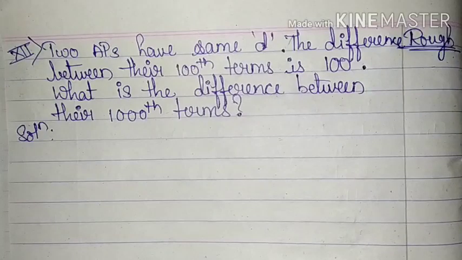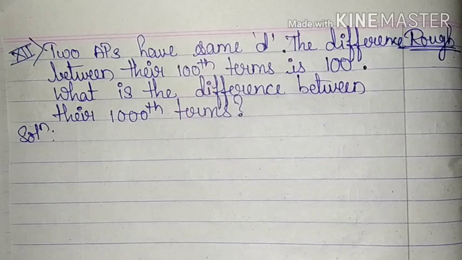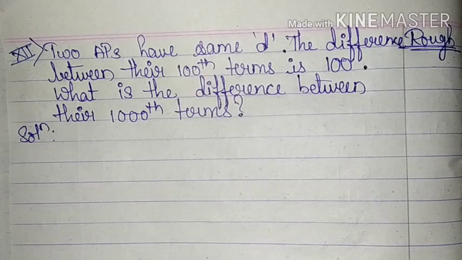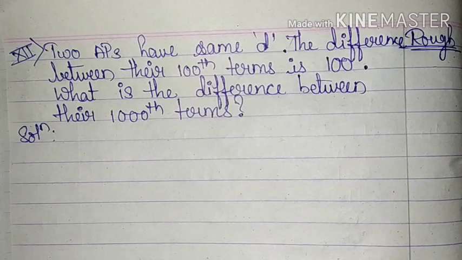In the 12th question, two APs have the same common difference D. Okay, they have given us two APs where their common differences are same. The difference between their 100th terms is 100. Okay, in these APs only the common difference is same, not the first terms. First terms are obviously different.